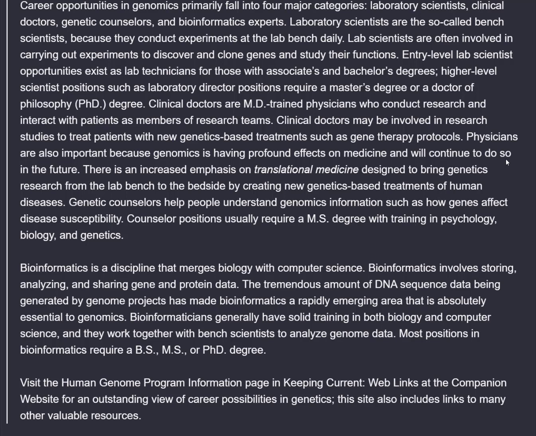Genetic counselors help people understand genomics information such as how genes affect disease susceptibility. Counselor positions usually require a MS degree with training in psychology, biology, and genetics.